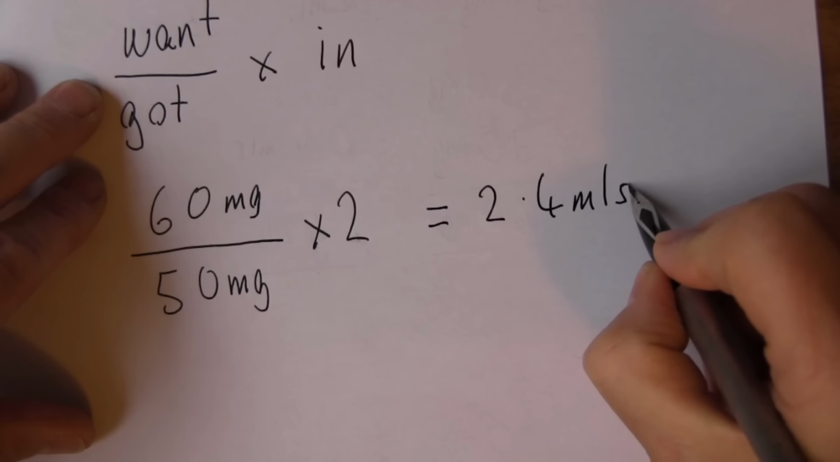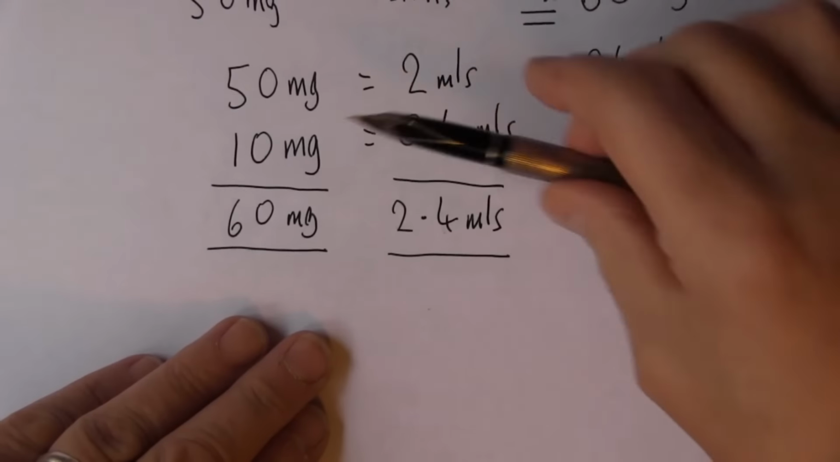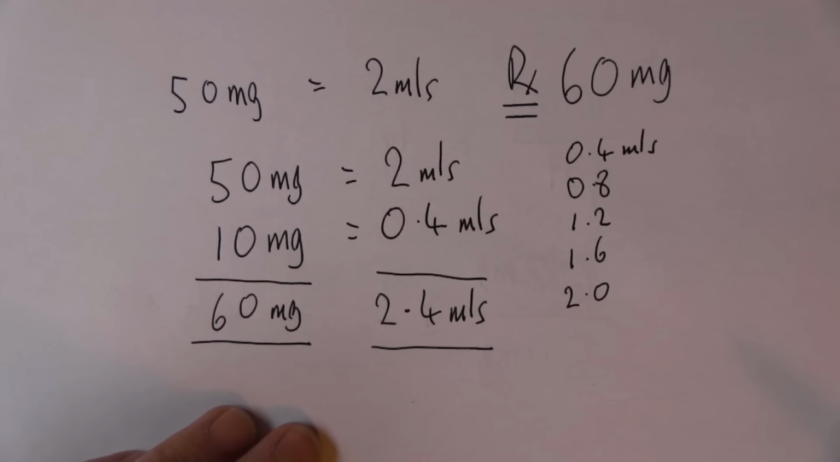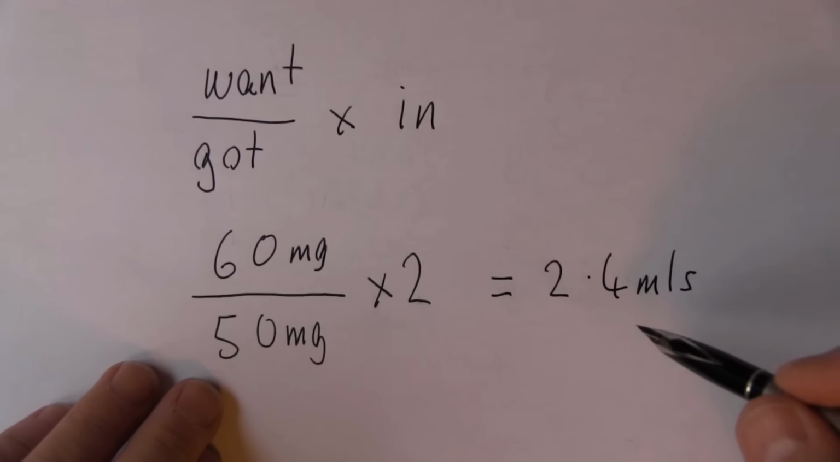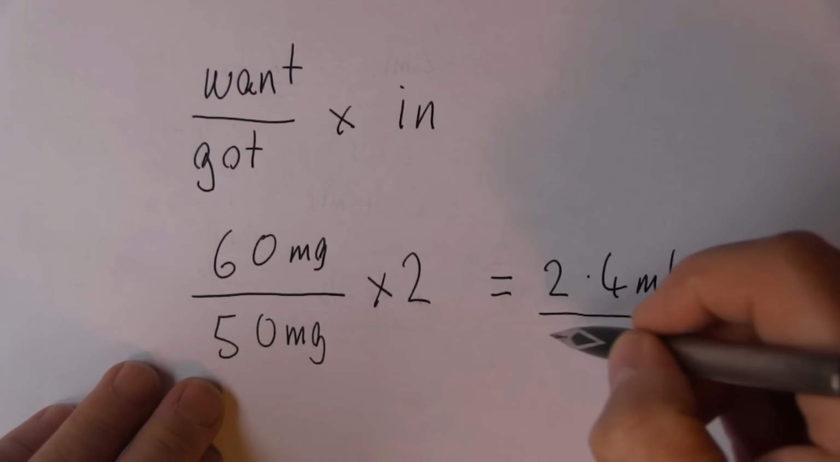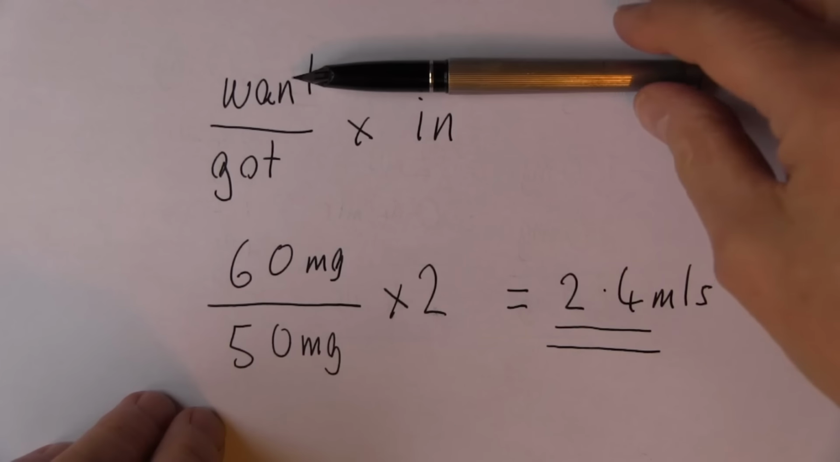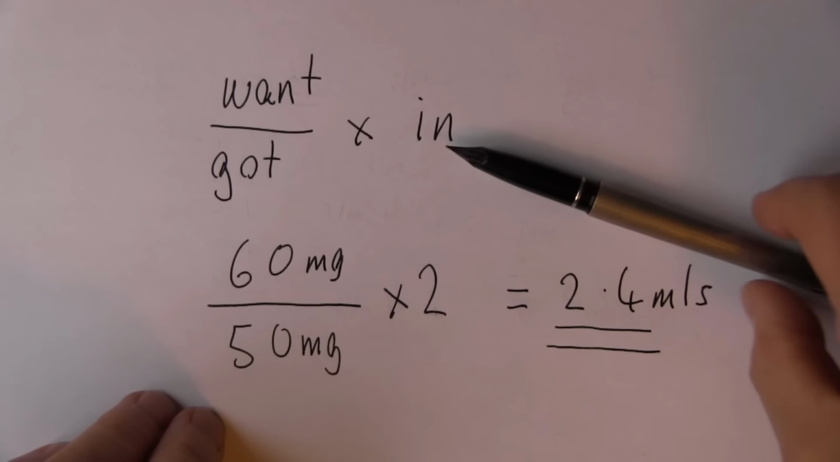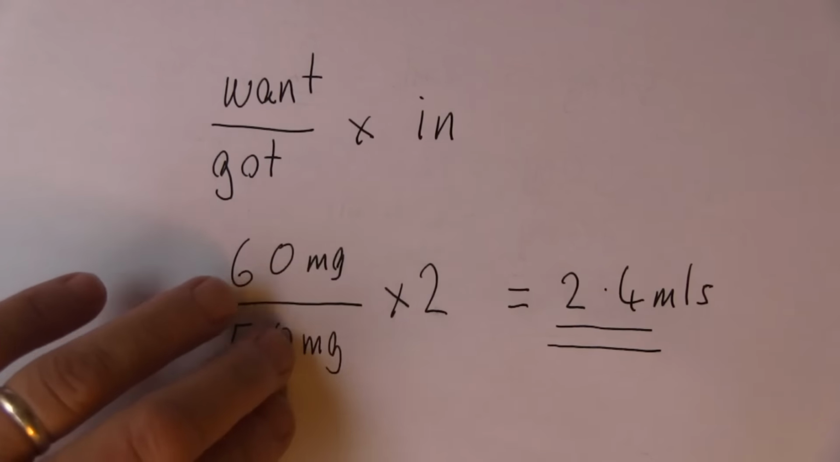So if you're unsure at all, it's actually good to do both methods. You can do this method, working it out so you can see it, my kind of old-fashioned non-mathematical method, or you can use this equation as well. And of course it's always reassuring to see we get the same answer. So remember, the equation is what you want over what you've got times the concentration in the solution. But we get the same answer.